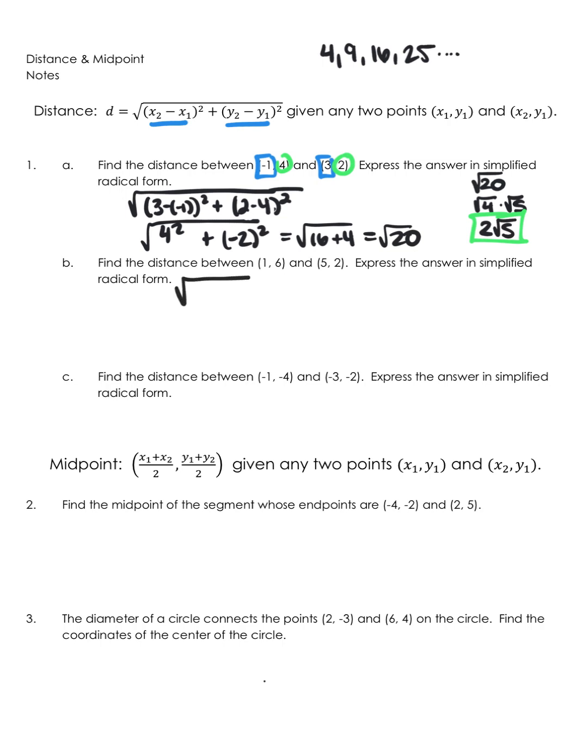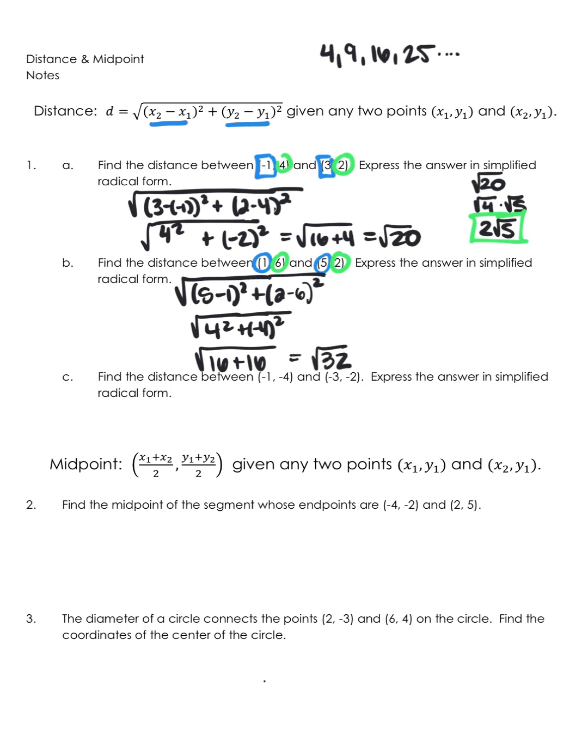So you should first subtract the x values. So 5 minus 1. Then subtract the y values. So 6 minus, or I'll do it in the same order. Doesn't really matter, but 2 minus 6. 5 minus 1 will give you 4. So you'll have 4 squared. 2 minus 6 will be negative 4. So then you should have 16 plus 16 is equal to the square root of 32.